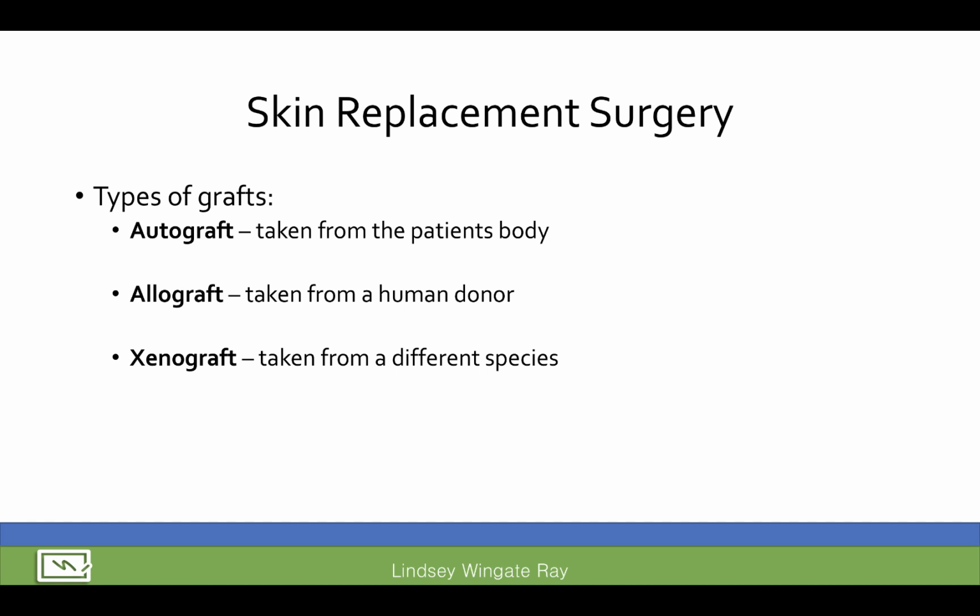Before we go over these codes, you need to know the different types of grafts. An autograft is taken from the patient's body. An allograft is taken from a donor's body. A xenograft is taken from a different species.